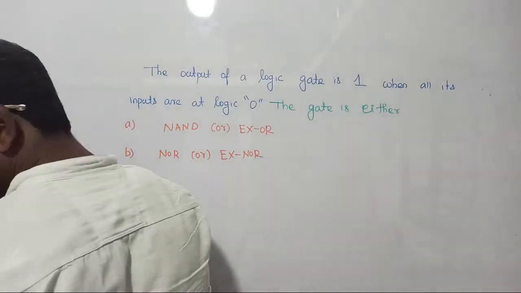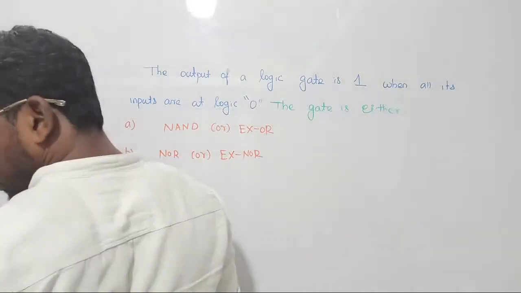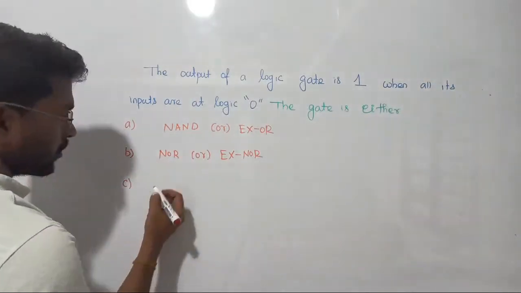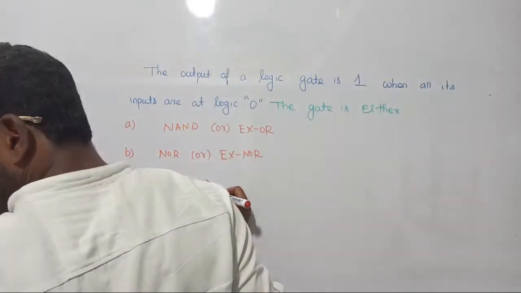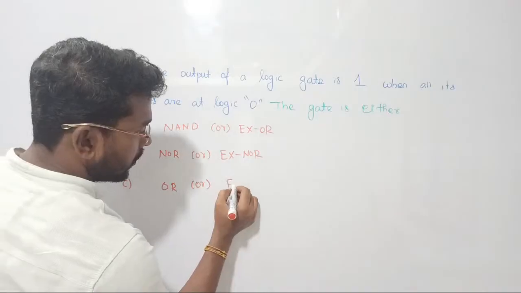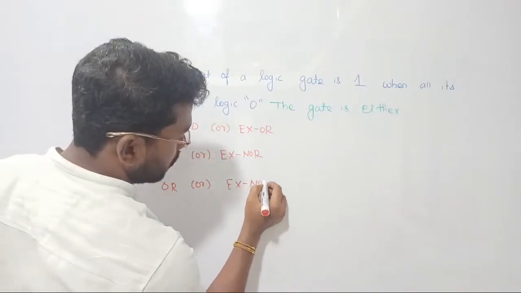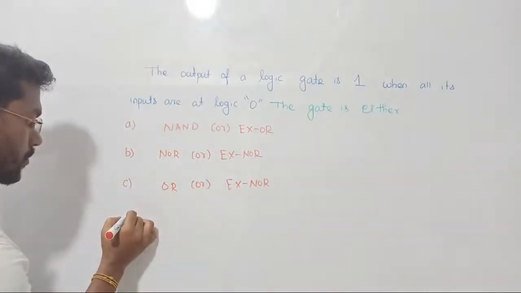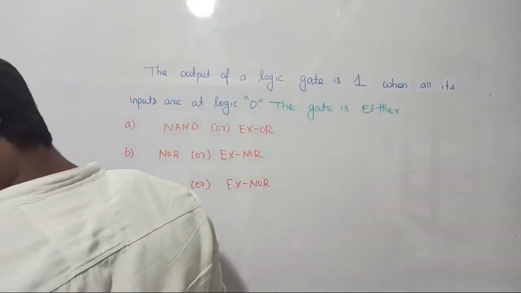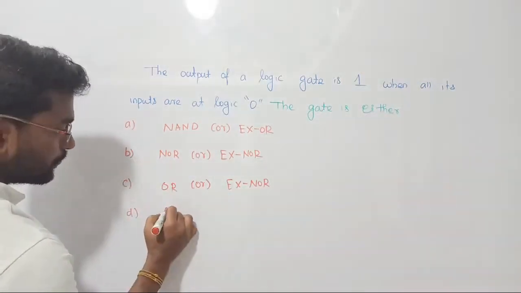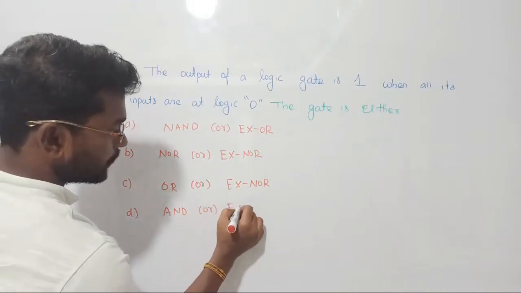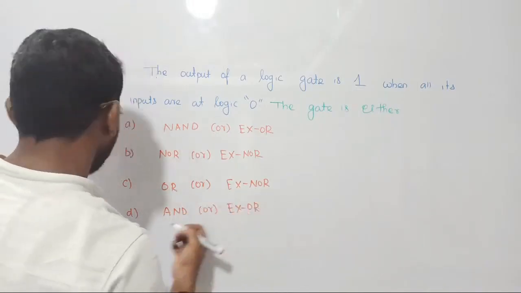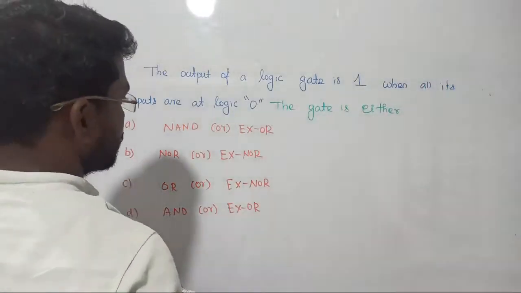Option C, they said... See, you might have started posting your answers. Why are you waiting? You just read the question and tell me the answer. I'm expecting your answers in the comment section. Do it. In option D, AND or XOR gate. AND or XOR, yes, of course, that is correct.